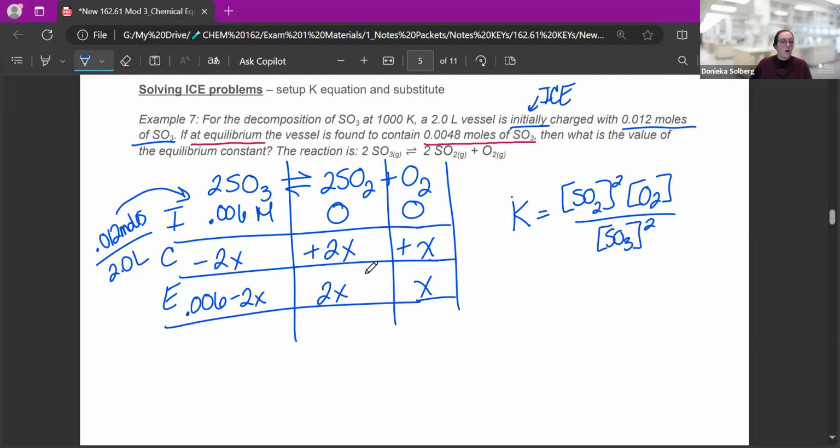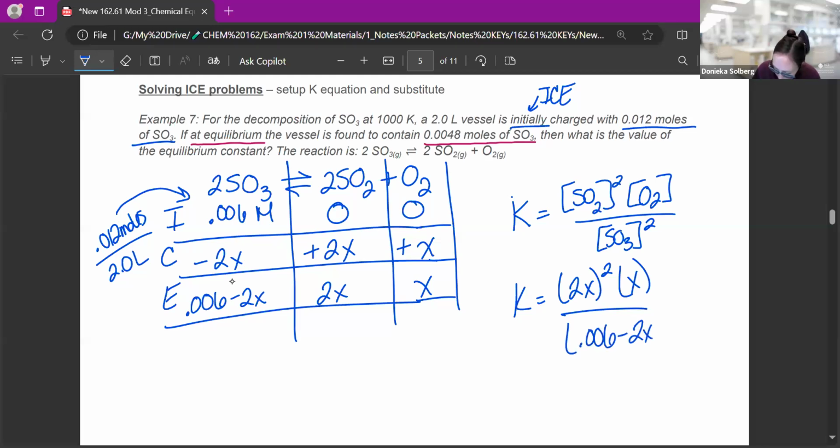Now I can plug in all of these things into their respective places over here. Okay, so let's see. SO2 was 2x. So now if I rewrite it this way, 2x squared times O2 is just x, and then SO3 squared, this is SO3, so 0.006 minus 2x quantity squared. All right, so this is my generic setup. Now, how do I solve?